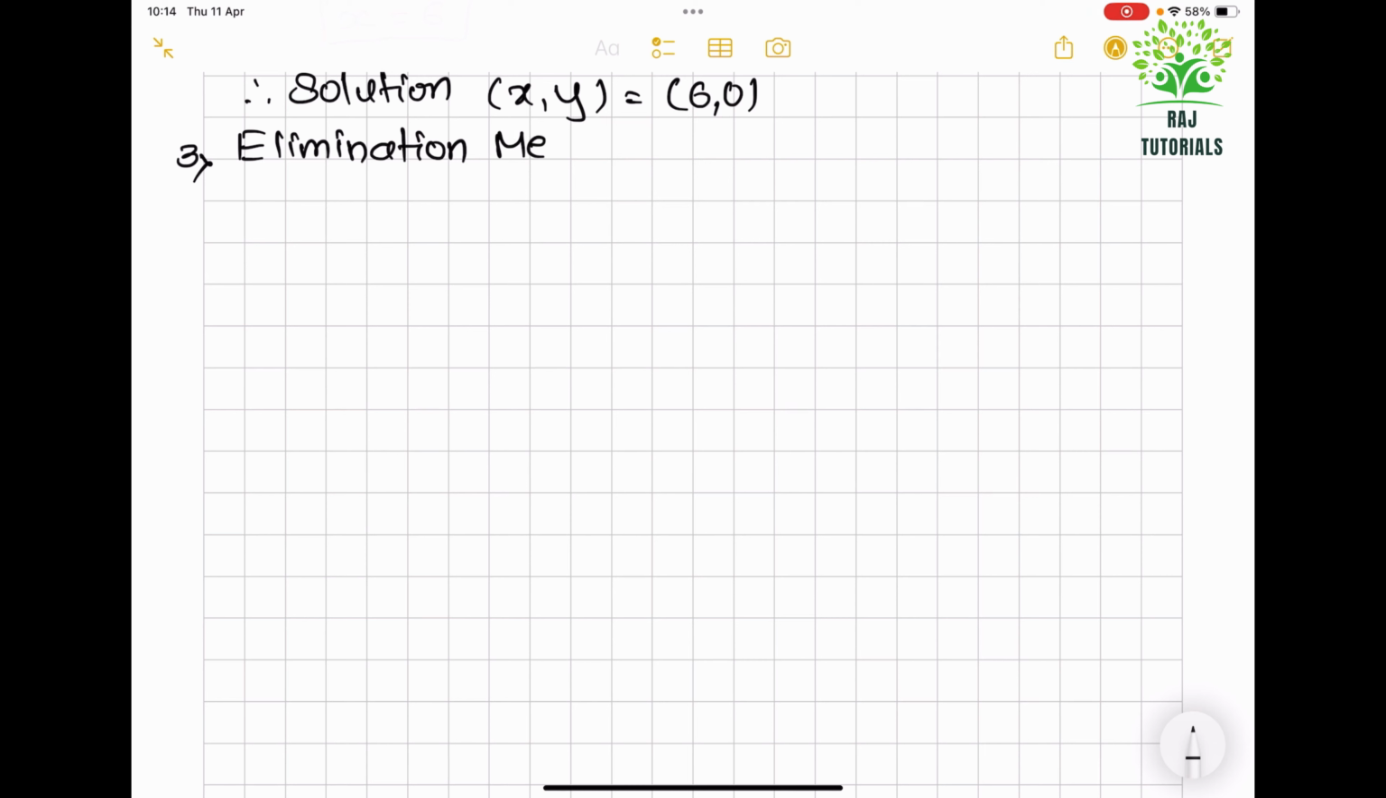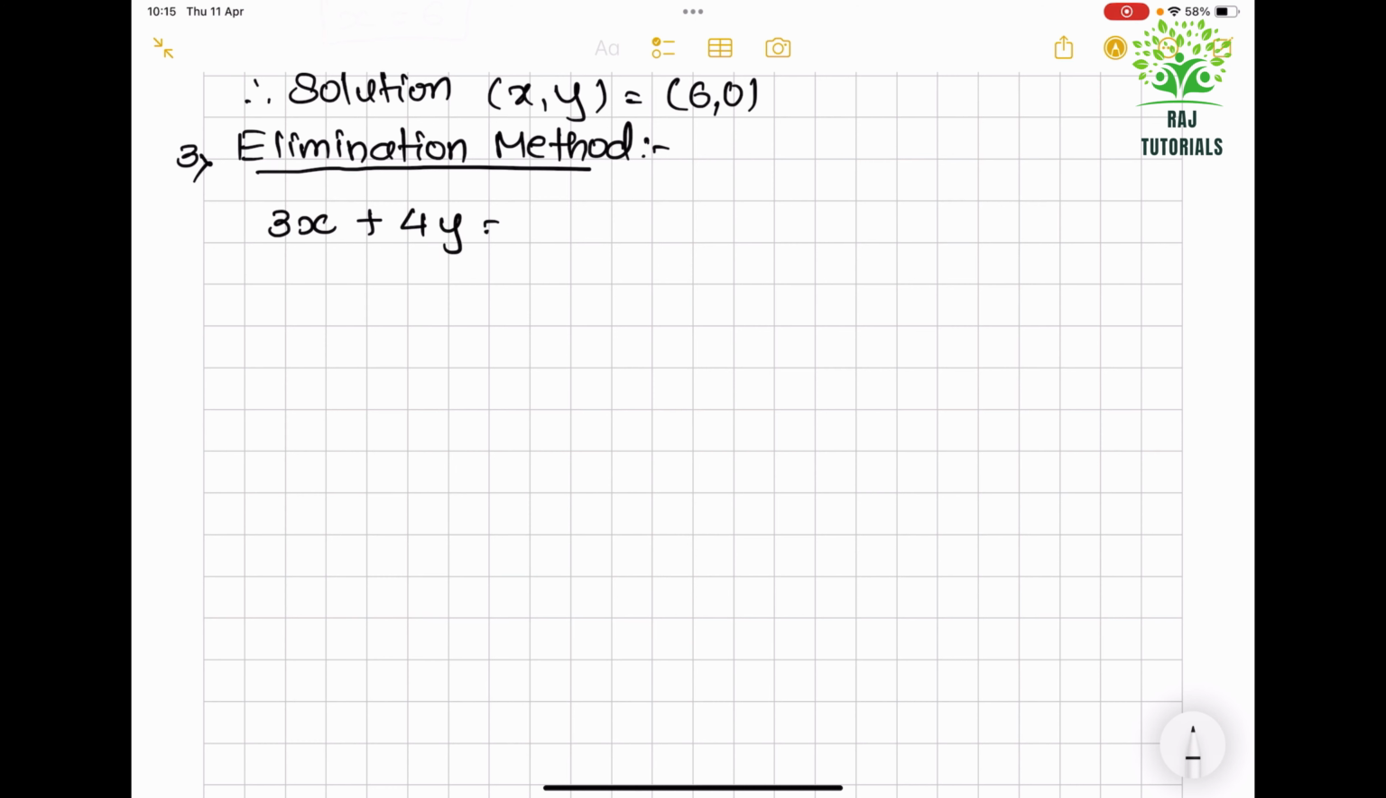Elimination method. Eliminate means to destroy one of them, or completely remove it, or completely cut it out. So that method is called elimination method. See, this I can do in two ways. So both the ways I will be showing you.